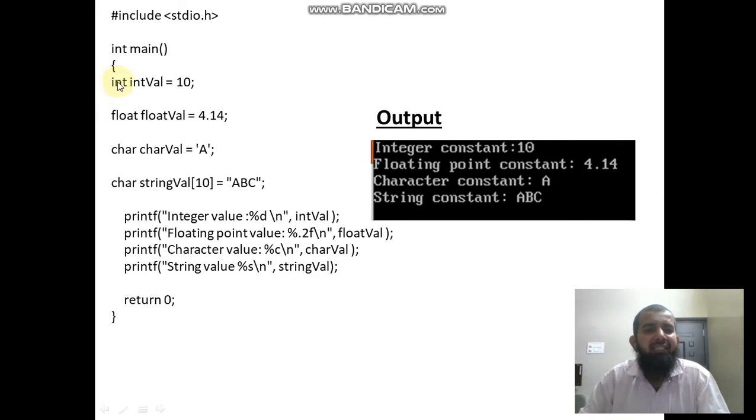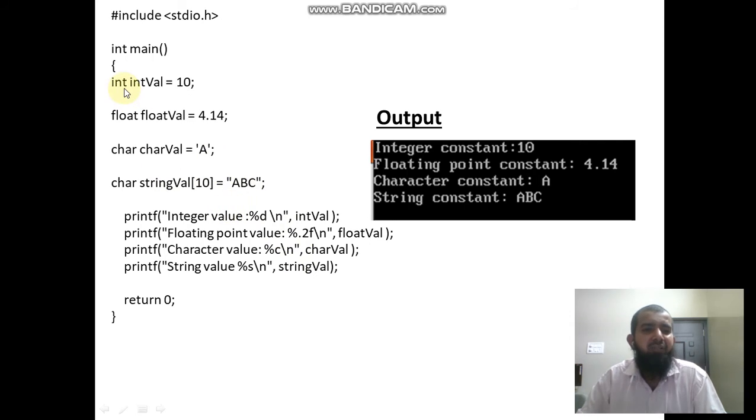See, for example, here int is for only integers, no decimal point. Float, you can include decimal point. Char is only for a character. Then char with more number of letters, that means if 10, you can include 10 letters. ABC means a string. So the integer value displays 10, floating point value 4.14, constant a, and this is the string ABC.